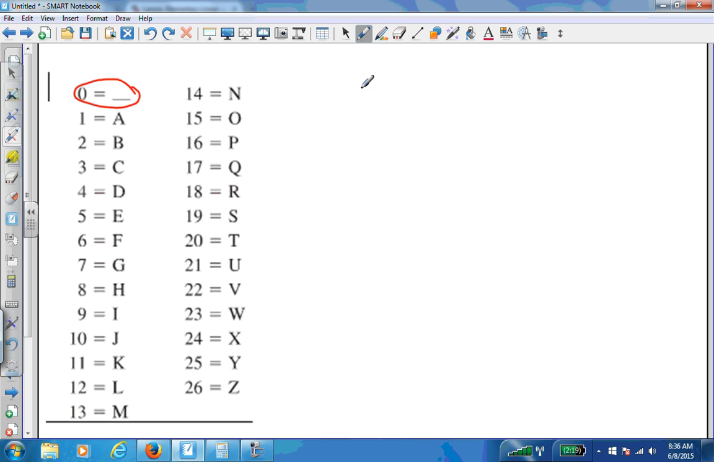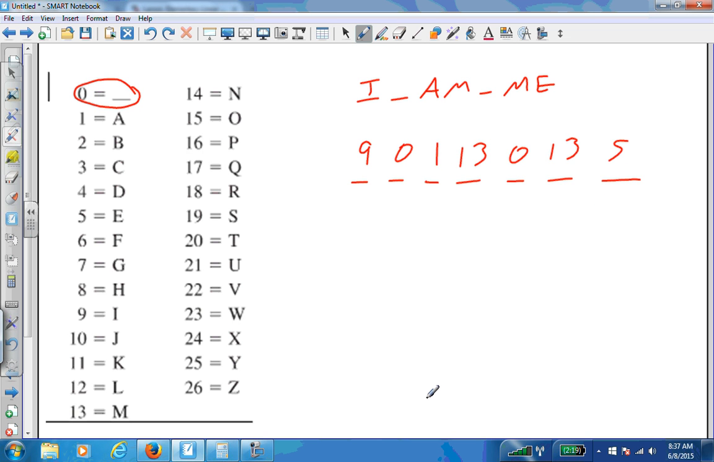So if I wrote "I am me," then that would be 9, followed by space, A, M, space, M, E. So those will be the numbers represented by that.